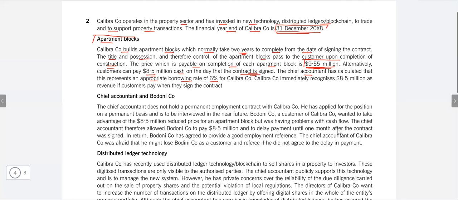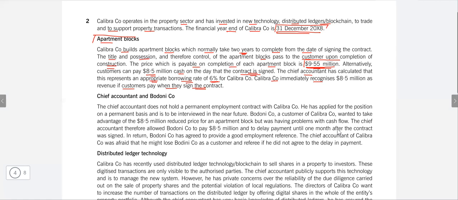The chief accountant has calculated this represents an appropriate borrowing rate of 6%. Calibra company immediately recognizes 8.5 million as revenue if customers pay when they sign the contract. So they are actually doing the inappropriate accounting treatment, because they cannot record the revenue at the inception or the start of the contract, because they will be transferring the possession and the control at the end of the contract, which is after 2 years. So this amount that they are getting represents the financing component. And what you can do is record the cash, which is 8.5 million.